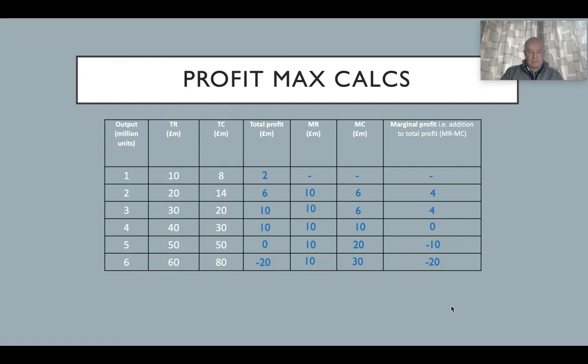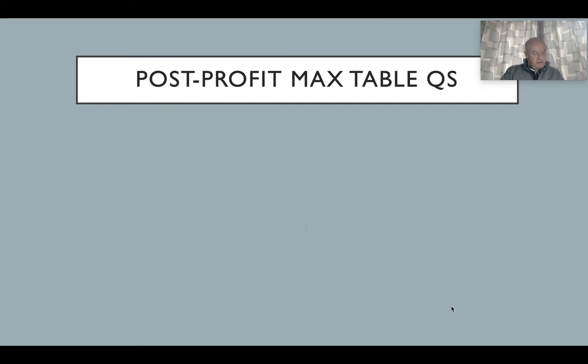Okay, so let's take a look then at the next thing, where we're looking at the post profit maximization table, and in this instance, in this question then, if we're talking about the profit maximization level of output, it's between 3 to 4 units where we've got a total profit of 10.